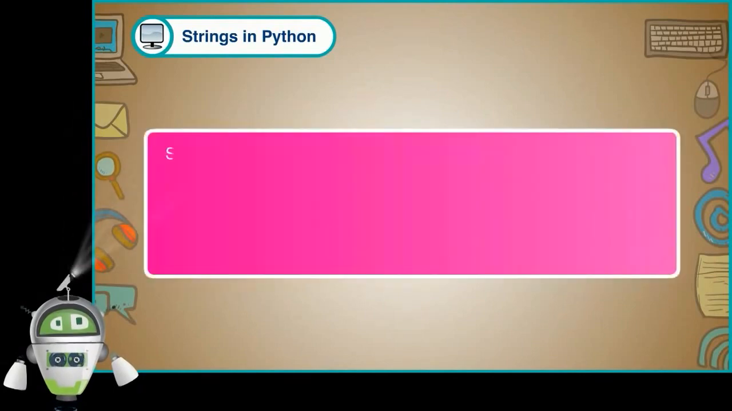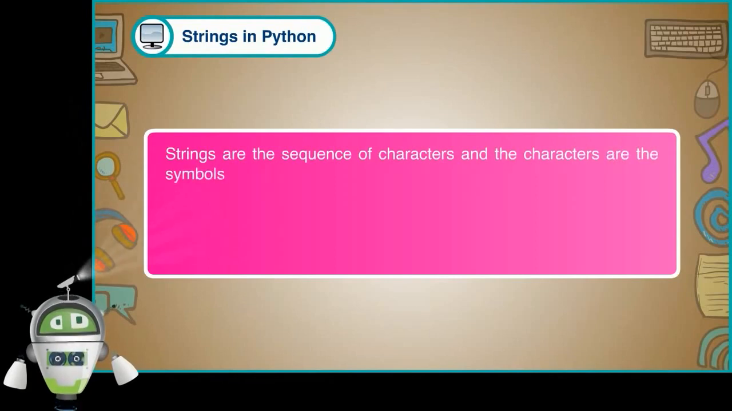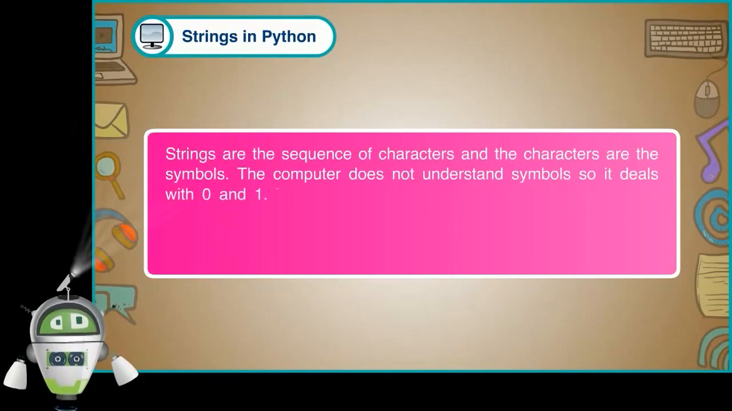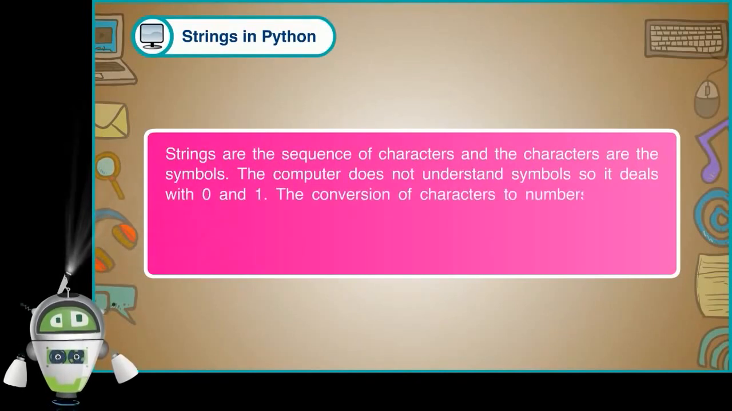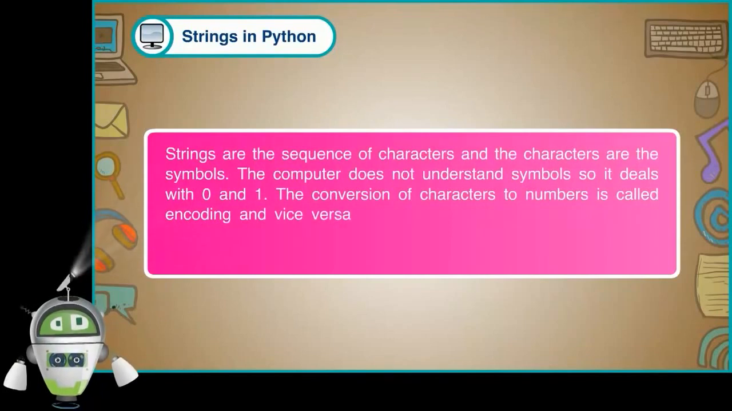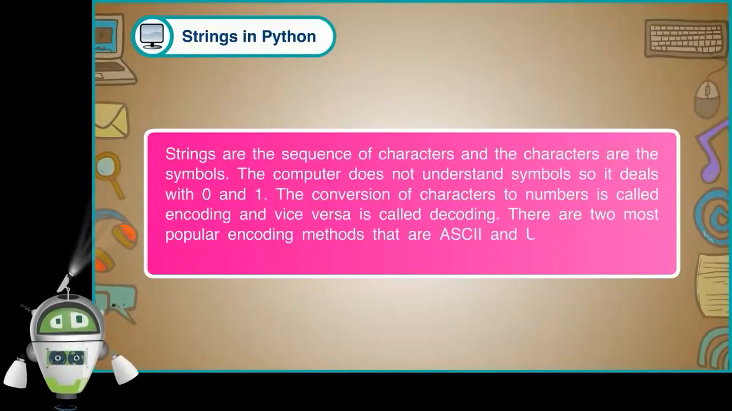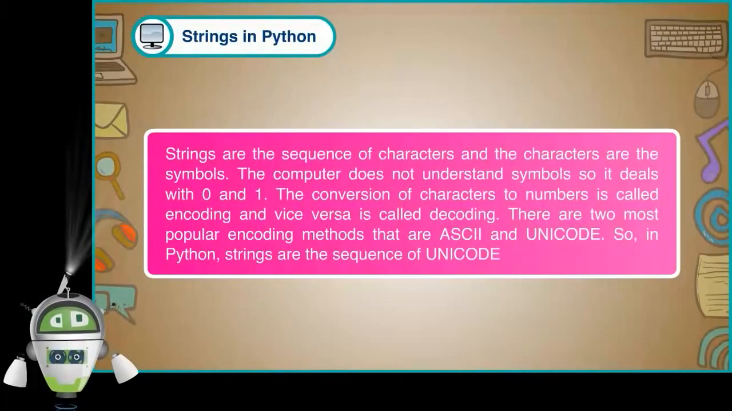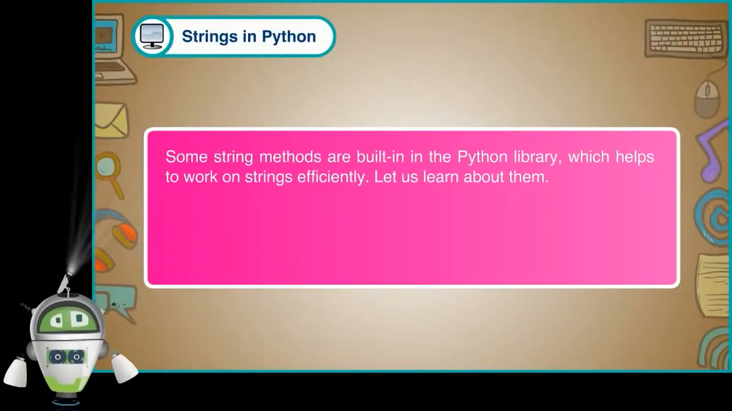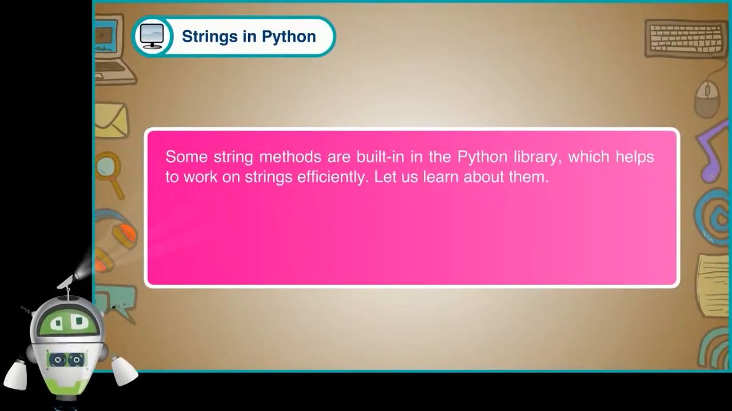Strings in Python. Strings are the sequence of characters and the characters are the symbols. The computer does not understand symbols, so it deals with 0 and 1. The conversion of characters to numbers is called encoding and vice versa is called decoding. There are two most popular encoding methods, that are ASCII and Unicode. So, in Python, strings are the sequence of Unicode characters. Some string methods are built in the Python library, which help to work on strings efficiently. Let us learn about them.